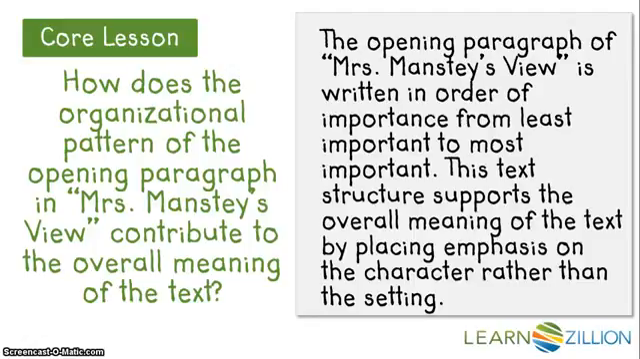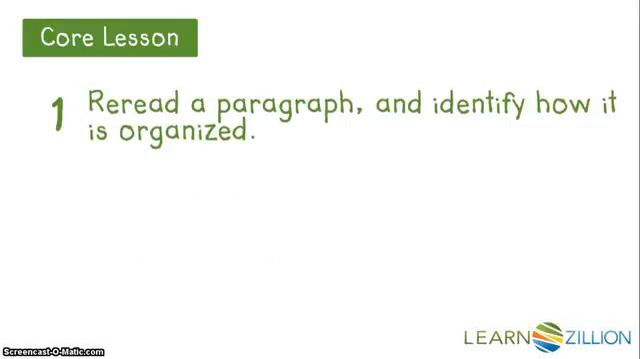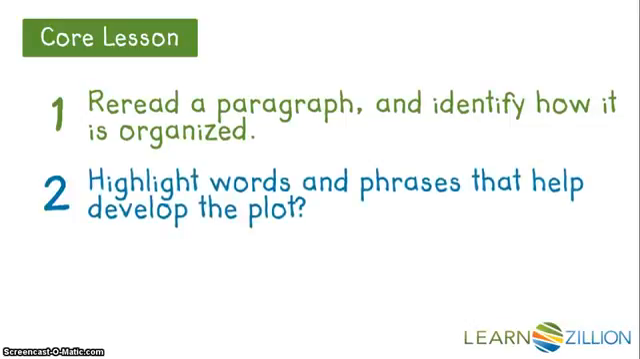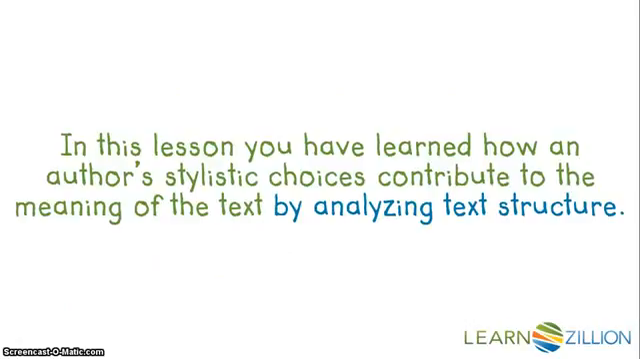And when we are trying to identify how the organizational pattern impacts the overall meaning of the text, we can follow these three steps. First, reread a paragraph and identify how it is organized. Then, highlight the words and phrases that help develop the plot. And third, ask how does the organizational pattern impact the plot and create meaning in the text. In this lesson, you have learned how an author's stylistic choices contribute to the meaning of the text by analyzing text structure.